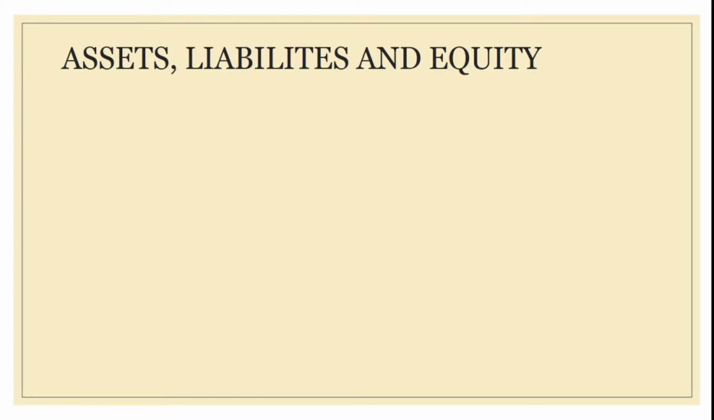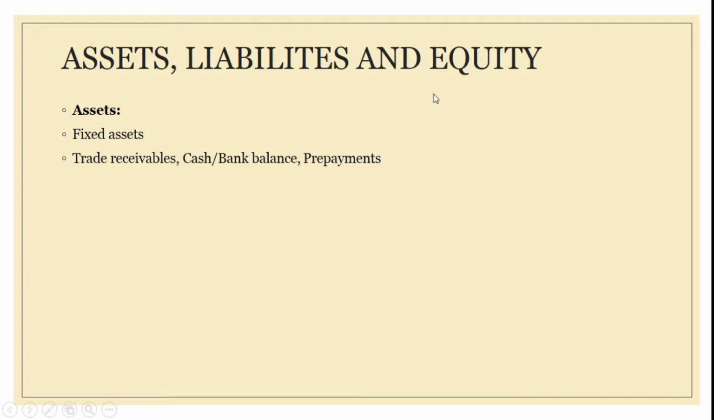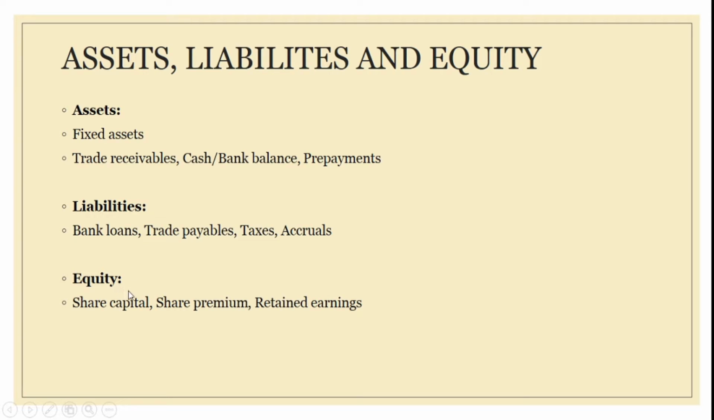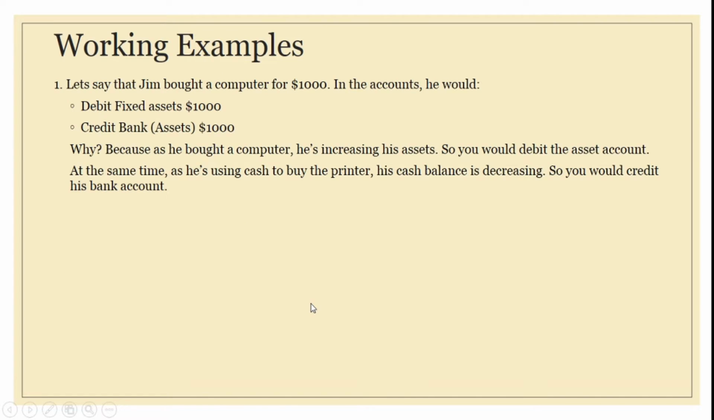Now before I show you some examples of how debits and credits work, let me just give a few quick reminders of what's under assets, liabilities and equity. So under assets, there are fixed assets, trade receivables, cash/bank balance and prepayments. Under liabilities, there's bank loans, trade payables, taxes and accruals. And for equity, there's share capital, share premium, and retained earnings. Now onto the working examples.